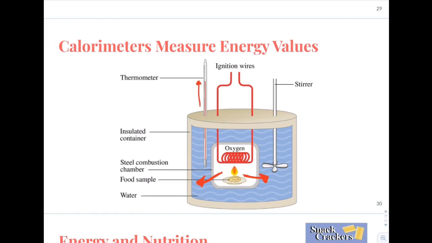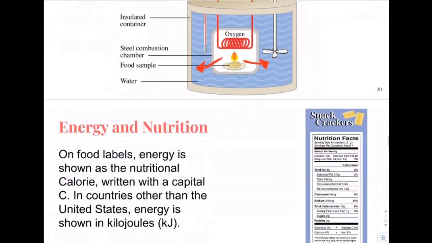And so a thermometer is always measuring the environment. So if you see the temperature go up, that's because the thing that's happening is giving off energy. If you see the temperature go down, that means the thing that's happening is using energy. And so we'll think about that when we talk about enthalpy in a second.